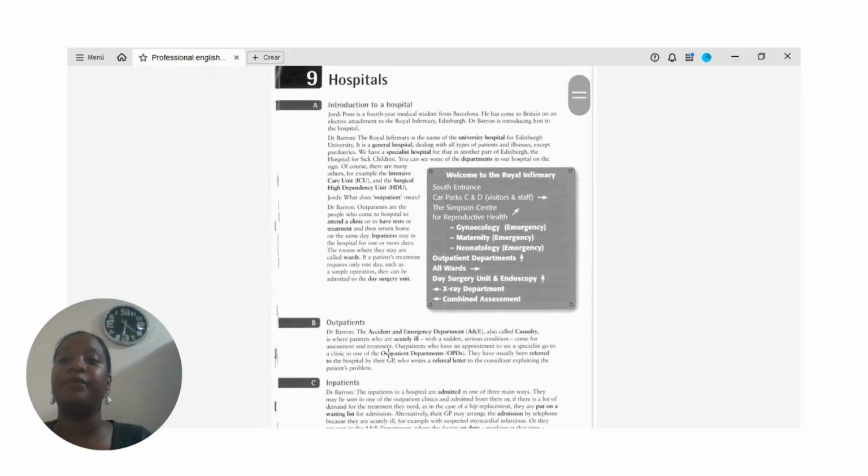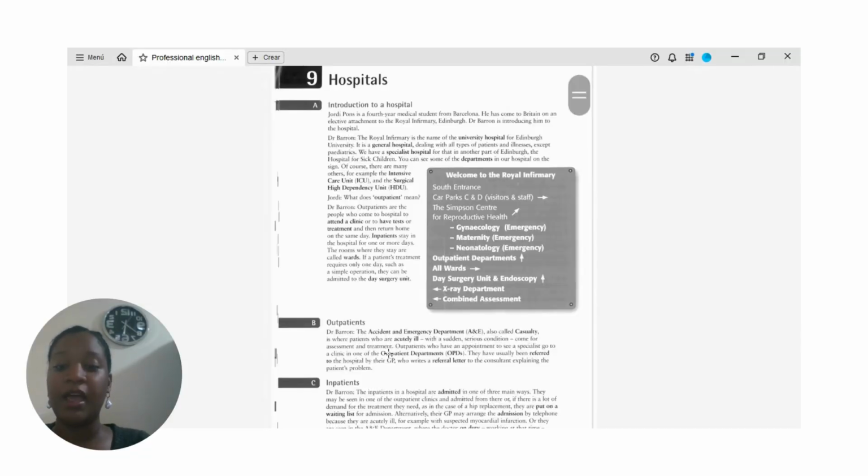Okay, let's start. 9. Hospitals. A. Introduction to a hospital. Jordi Pons is a fourth-year medical student from Barcelona. He has come on an elective attachment to the Royal Infirmary Edinburgh. Dr. Baron is introducing him to the hospital.